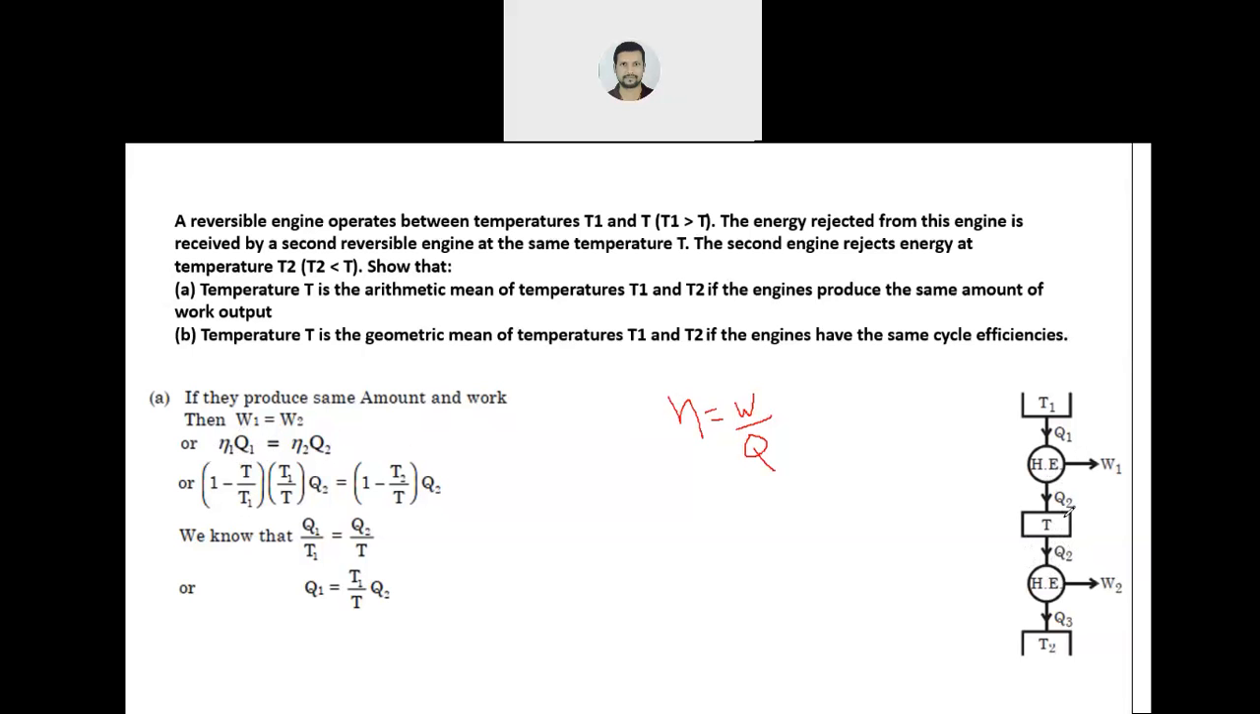1 minus T by T1 for the first engine. For the second engine, 1 minus T2 by T. Correct?